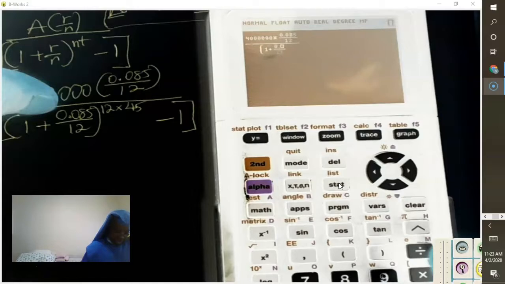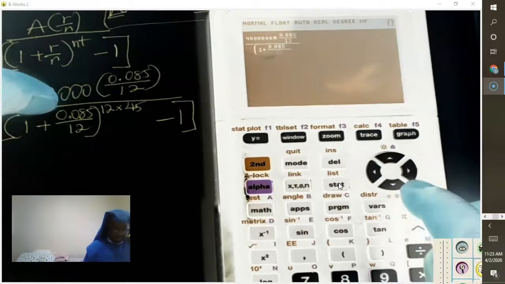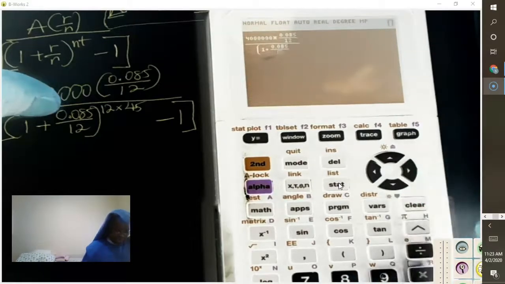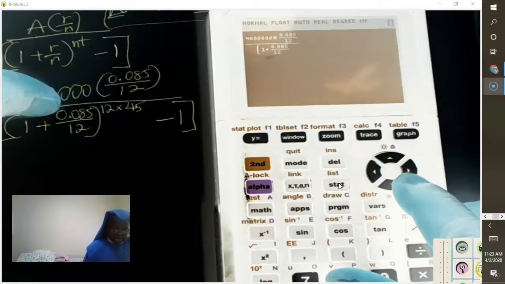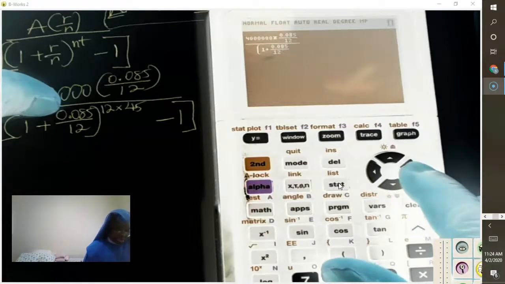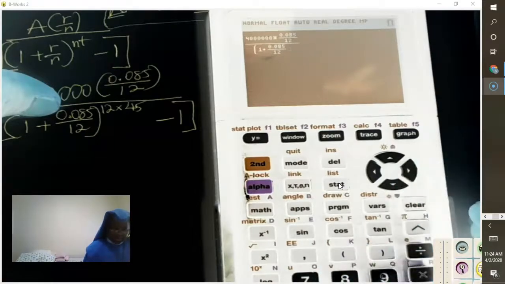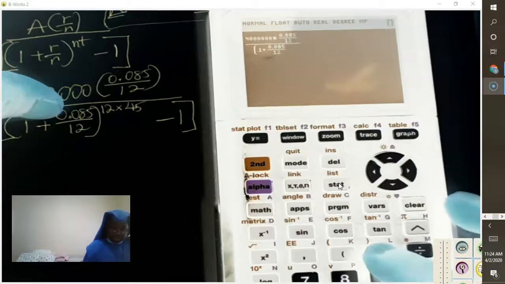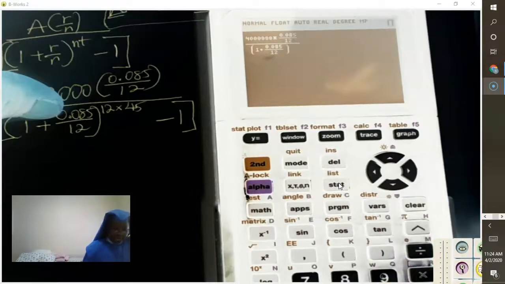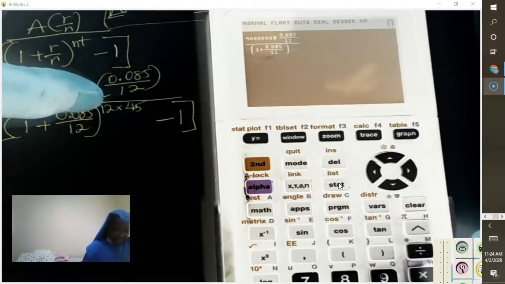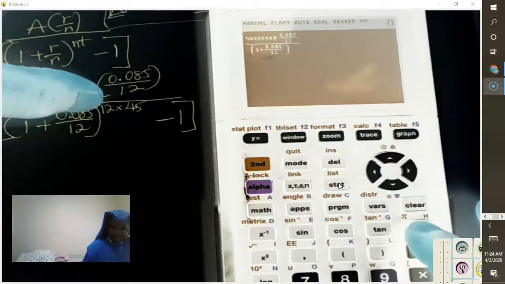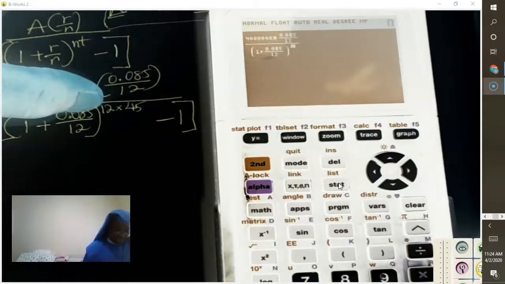So again 0.085, and then we're going to use our arrow to come down over 12. We're going to use our arrow to go up, and then the parenthesis is closed, so we close the parenthesis. Then we have an exponent, so we're going to use this arrow to go up to put the exponent, just 12 times 45 again.